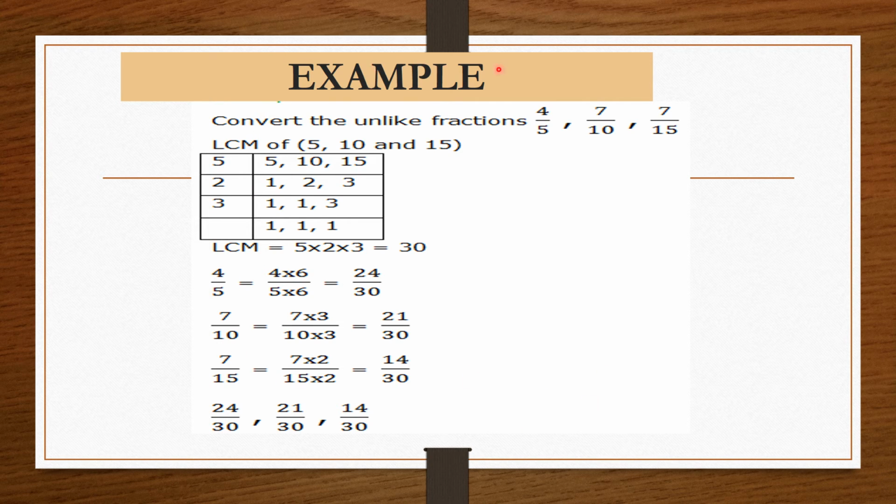One more example, convert the unlike fractions to like fractions. Now here you have taken three fractions: 4 by 5, 7 by 10 and 7 by 15. Now 5, 10, 15, so you can just write in L shape.